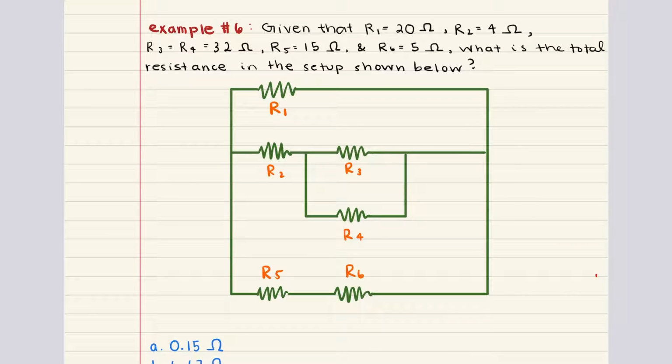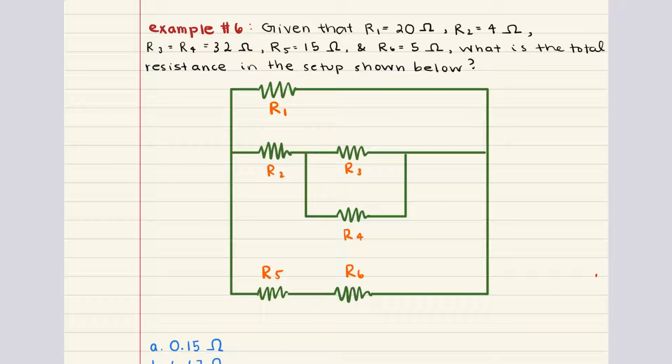Problem 6 says, given that R1 is equal to 20, R2 is equal to 4, R3 is equal to R4, which is equal to 32, R5 is equal to 15, and R6 is equal to 5 ohms, what is the total resistance in the setup shown below?